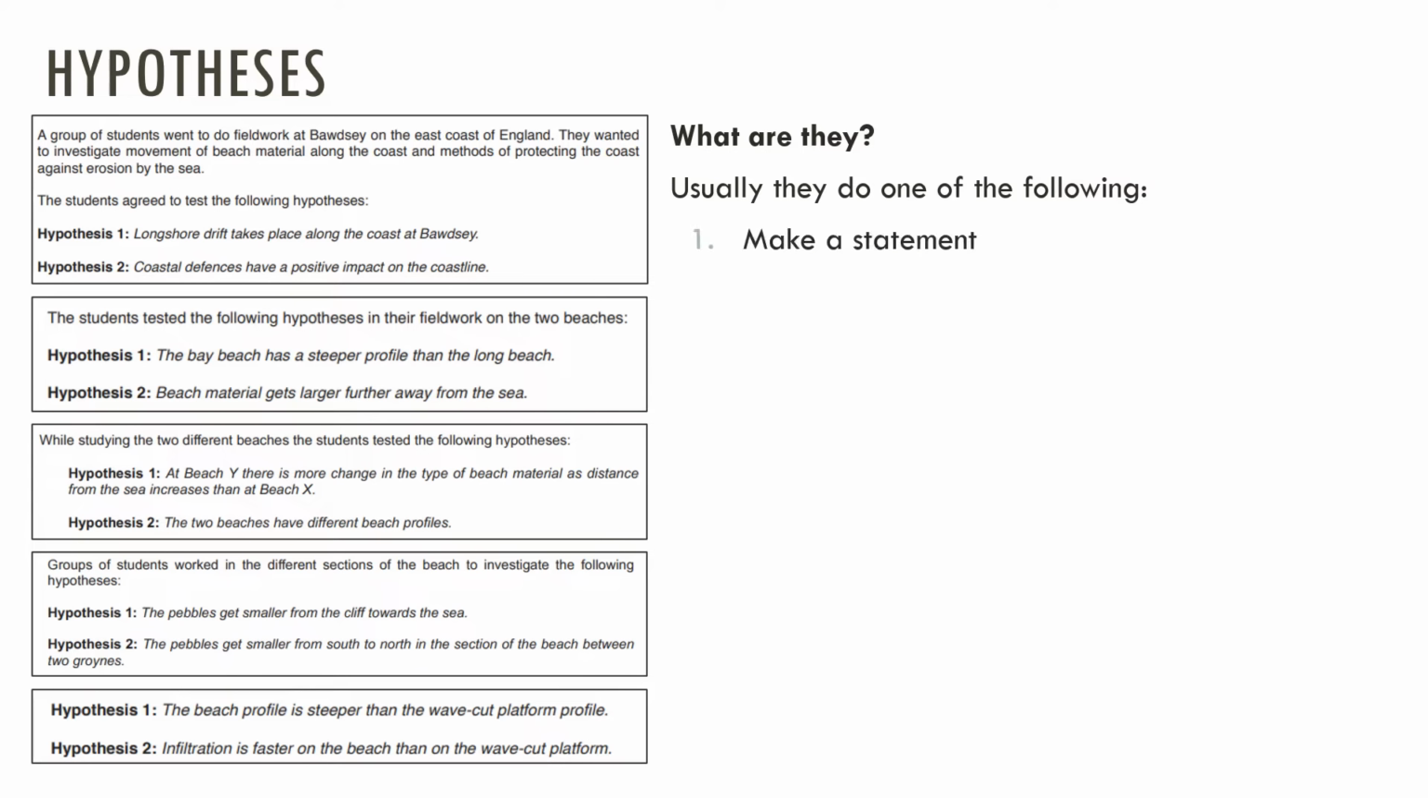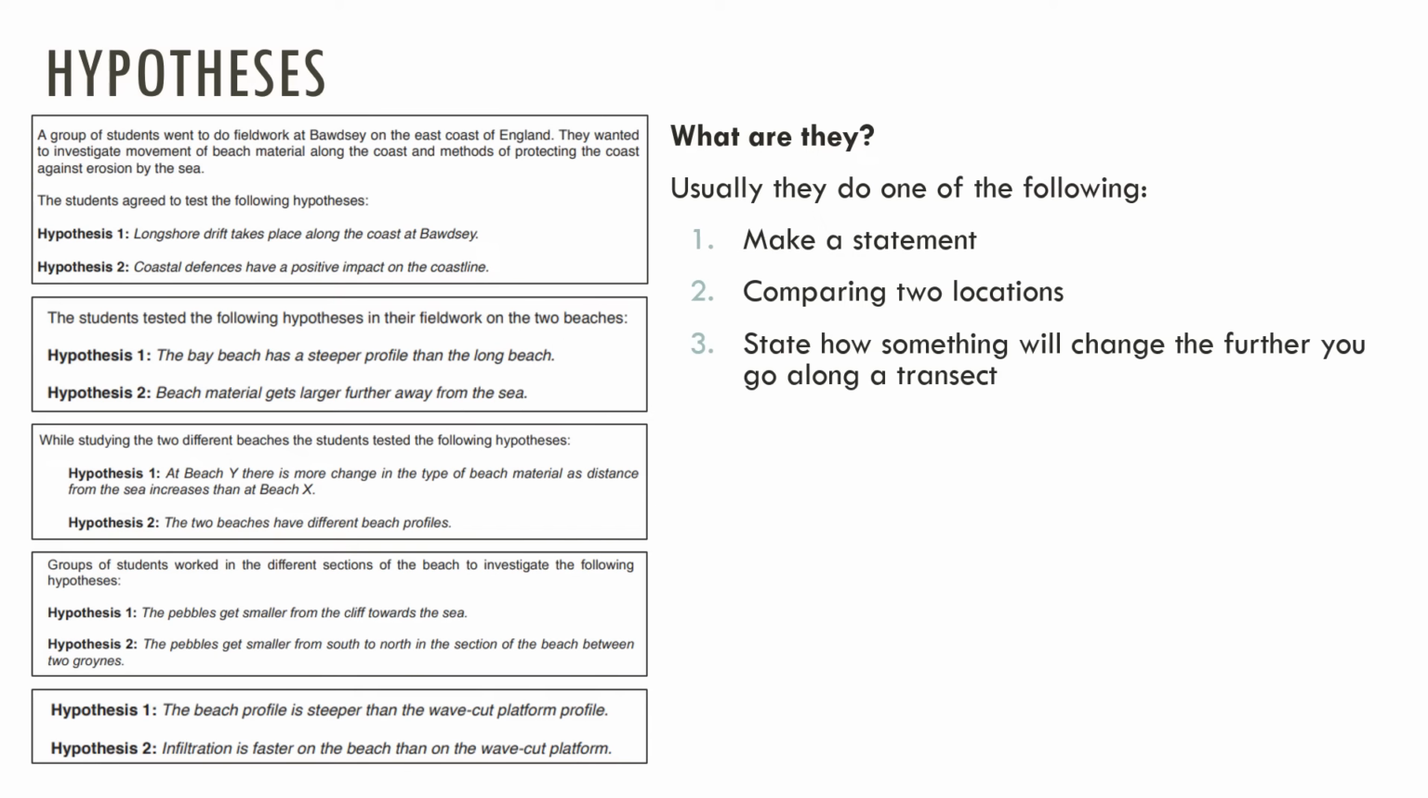Hypotheses usually do one of the following. They make a statement: I predict something is going to happen. They might compare 2 locations: I predict that this location has a higher amount of erosion than this location. They might also state how something will change the further you go along a transect, so the beach material will get larger the further away from the sea. So you expect your hypothesis to be true. If they are false, it is the opposite.